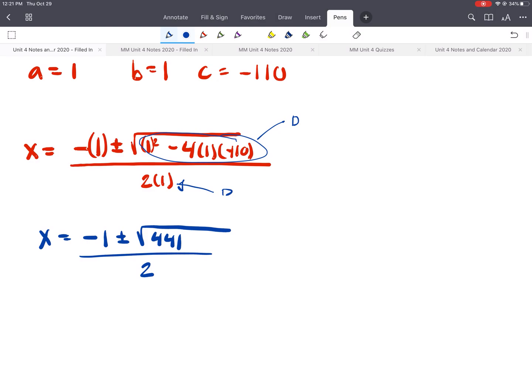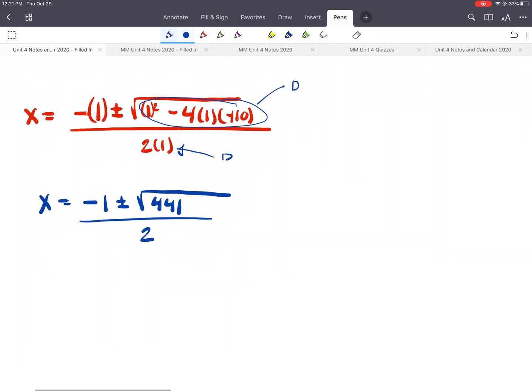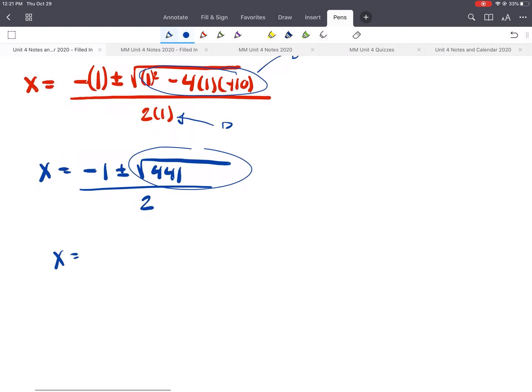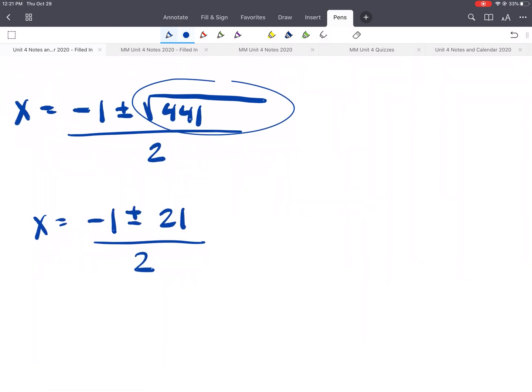So I'm not sure. Let's see, what is the square root, if it's a perfect square? I don't think so, but we could sure try. Square root of 441. Oh, it does. It gives you 21. So here we want to simplify the root. So that gives us x is equal to negative 1 plus or minus 21 over 2. Okay. And then we want to simplify, I guess, the numerator.